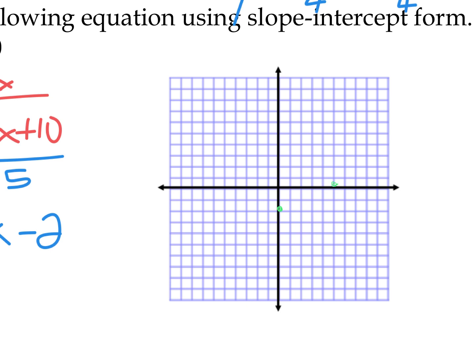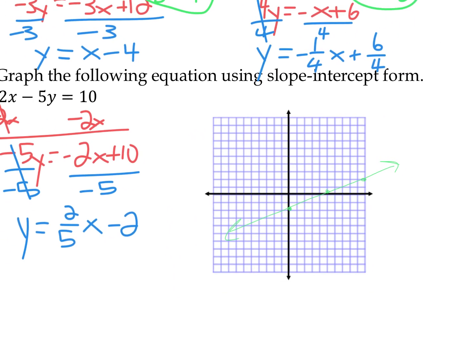And I can go up 2 and over 5 again. Okay, so from here I go up 2 over 5. I could go down 2 and left 5 because negative over negative is positive. I'd have that same line. And now I could draw a graph through those points. And I've got my line graph. That's my y equals 2/5 x minus 2. Slope m, 2 over 5. B value, okay, of negative 2.